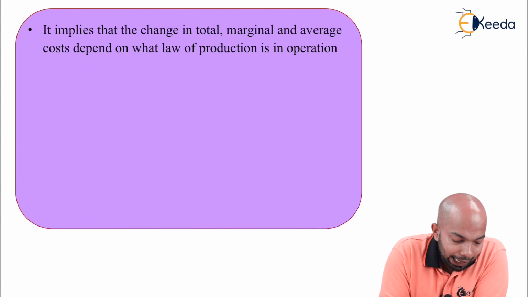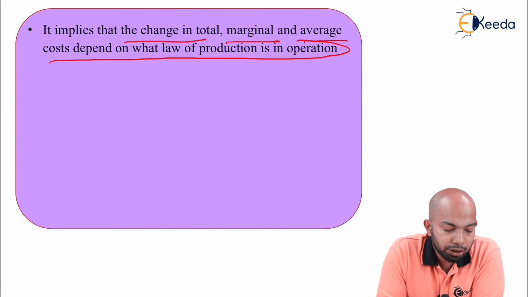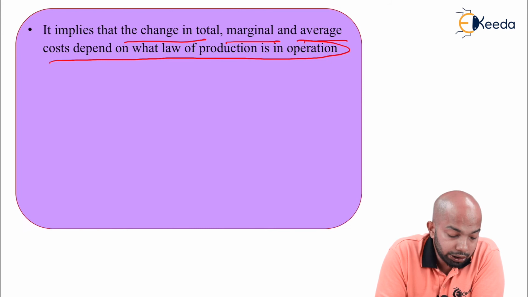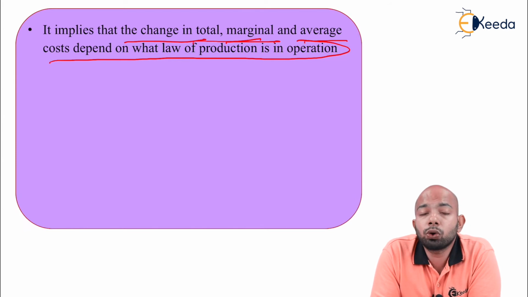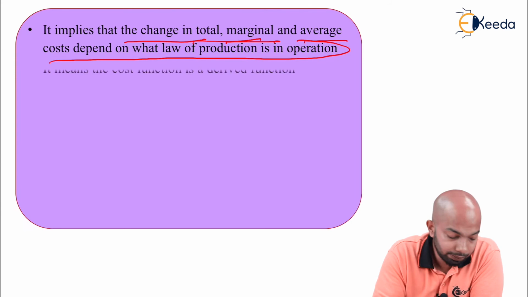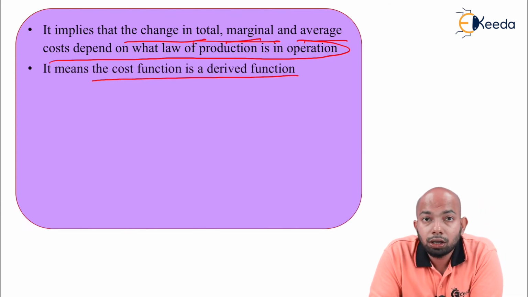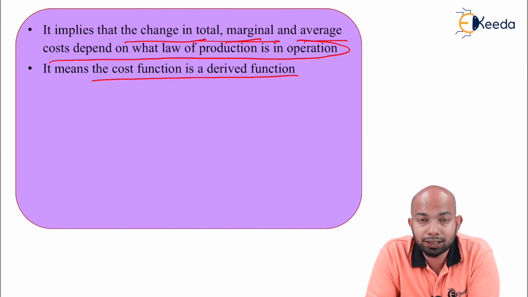It implies that the change in total, marginal and average cost depends on what law of production is in operation. It also implies that the change in total, marginal and average revenue of that specific product will depend on how much cost you are incurring in the production of those specific goods or services. It means the cost function is a derived function. It is derived from the production process itself.